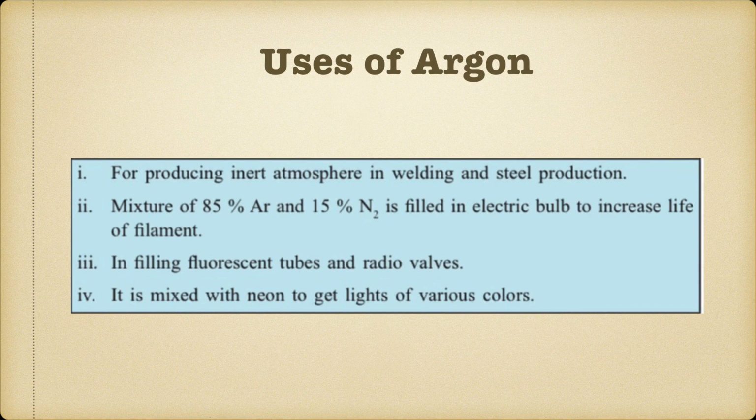Next, we will see the uses of argon. First one, for producing an inert atmosphere in welding and steel production. Second one, a mixture of 85% argon and 15% nitrogen is filled in electric bulbs to increase the life of the filament. Next use, in filling fluorescent tubes and radio valves. And the last one, it is mixed with neon to get lights of various colors.